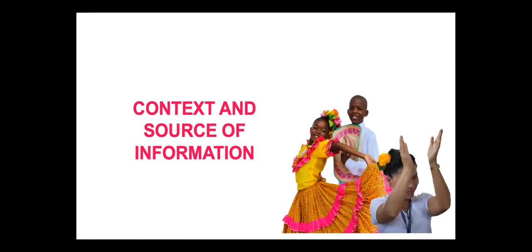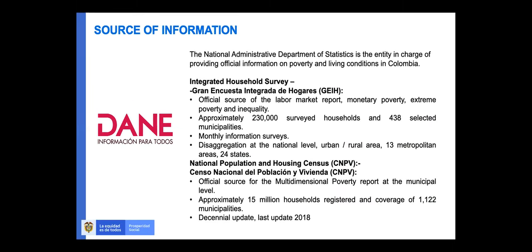First, about the context and source of information. In Colombia, we have an entity to measure official statistics such as poverty. That entity is called DANE. DANE is a Spanish acronym that stands for National Administrative Department of Statistics. It's similar to the National Institute of Statistics in other countries. DANE is in charge of providing official information on poverty and living conditions in Colombia.